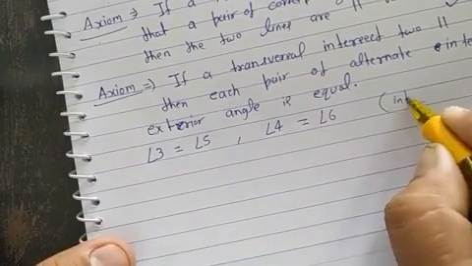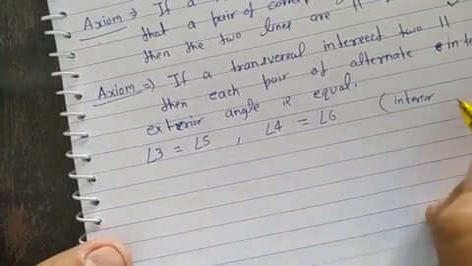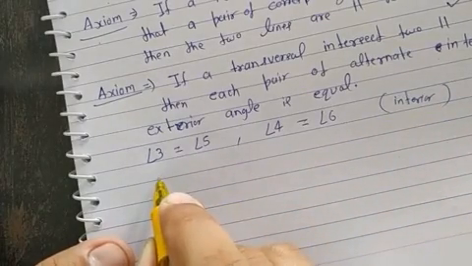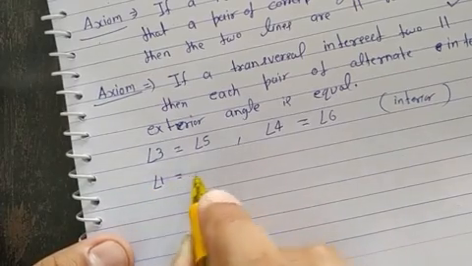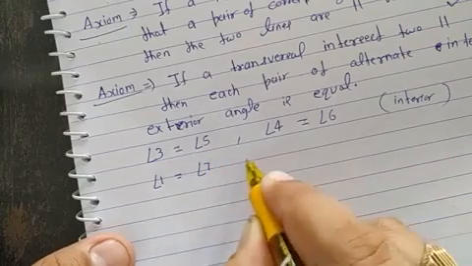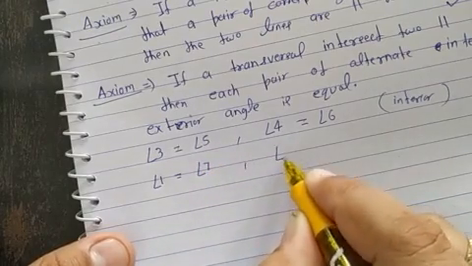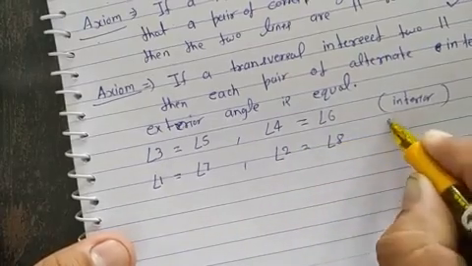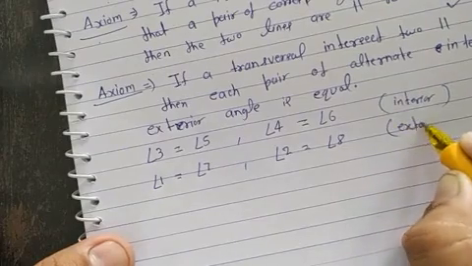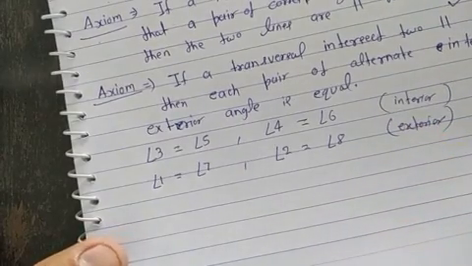What are these? Interiors, as well as angle 1 is equal to angle 7, angle 2 is equal to angle 8. These are the exteriors. Clear?